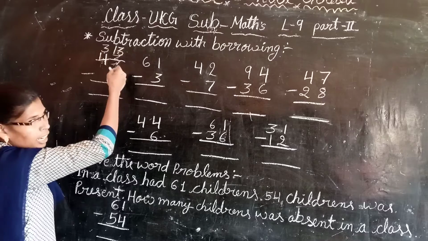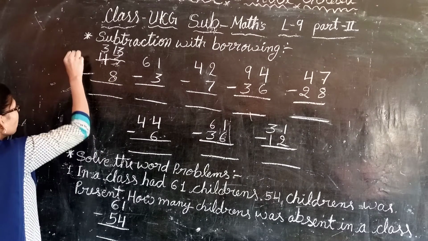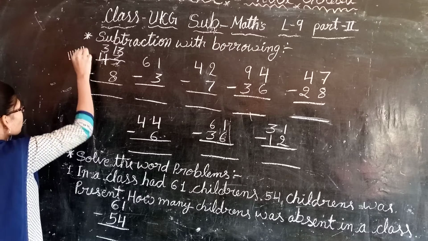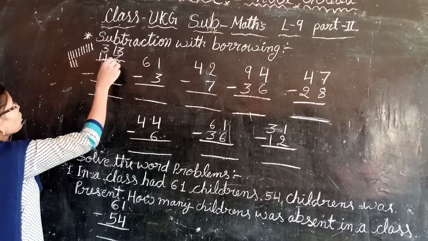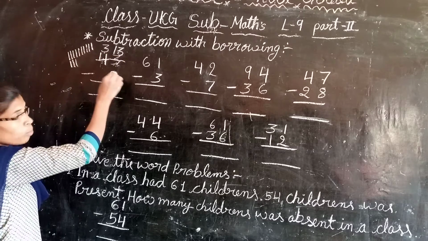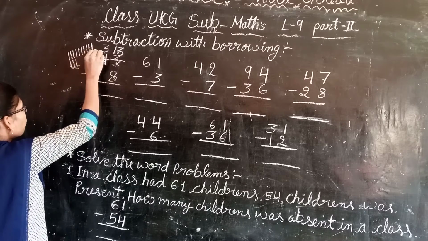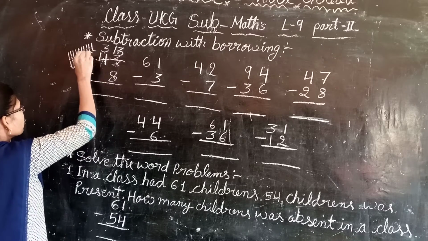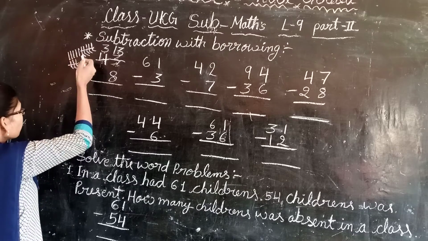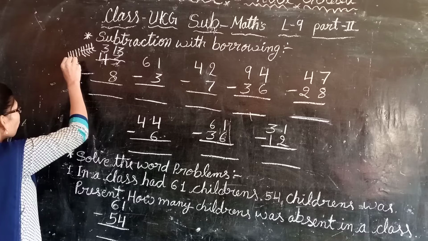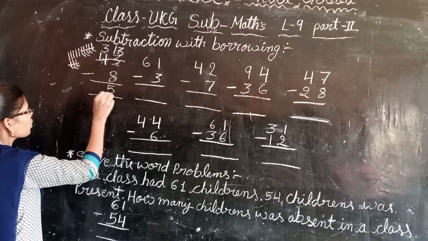So now we will make the lines, 13 lines. We will make 1, 2, 3, 4, 5, 6, 7, 8, 9, 10, 11, 12, 13. Now we have 13 lines, and how many lines do we have to cut? 8 lines. So 1, 2, 3, 4, 5, 6, 7, 8. Now we will cut 8 lines. Then how many remain? 1, 2, 3, 4, 5. There are 5 lines, so we write 5 here.